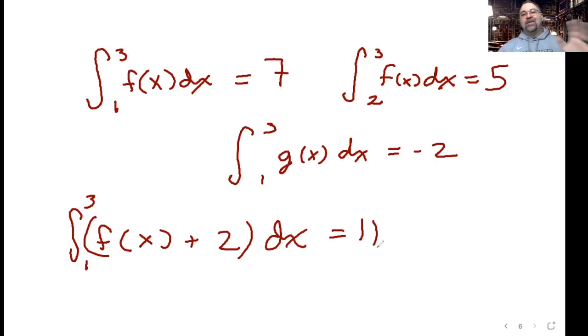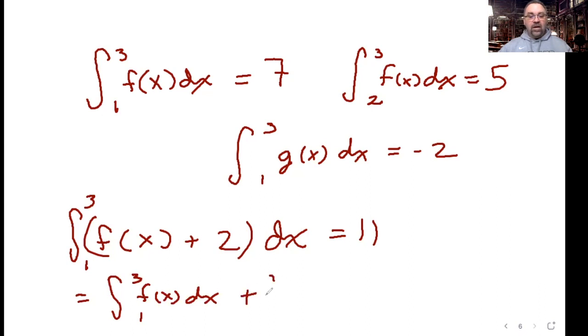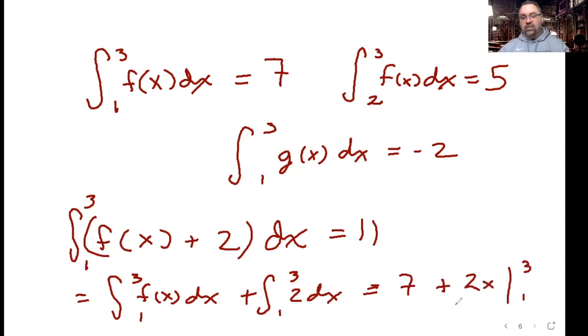Now, you actually could do this using the first fundamental theorem of calculus, because what I'm doing is the integral from 1 to 3 of f of x dx, which is 7, we know that, plus the integral from 1 to 3 of 2 dx. That'd just be 2x. So we've got 7 plus 2x evaluated from 1 to 3. If you plug in 3, you get 6. You plug in 1, you get 2. 6 minus 2 is 4. So this is 7 plus 4, just like I said. So we get 11. You could figure it out that way as well.